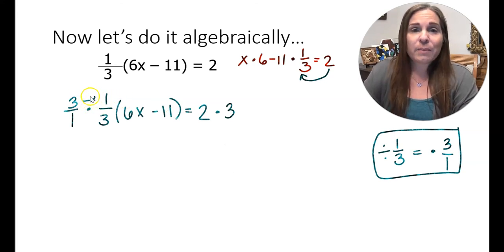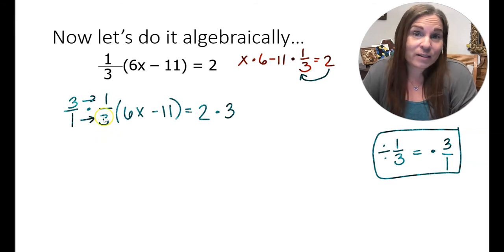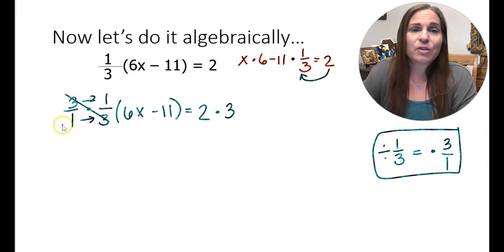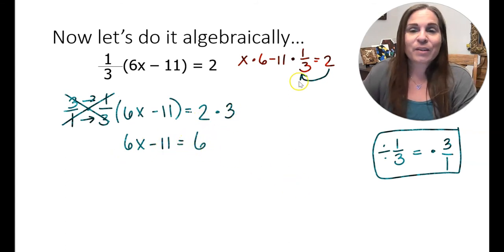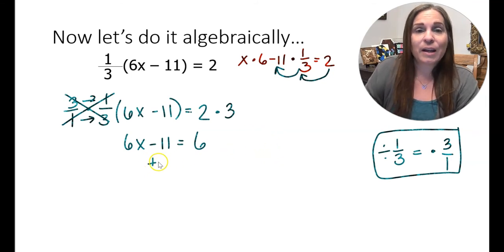So 3 times 1 and 1 times 3, that gives me 3 over 3, which is 1, right? Any number over itself. So that's gone, right? I undid it. That was the whole point. So now I've got 6x minus 11 equals 2 times 3 is 6. All right, so now I have to go back another step. I have to undo subtracting 11. So to undo that, I'm going to add 11. And that gives me 6x equals 7.